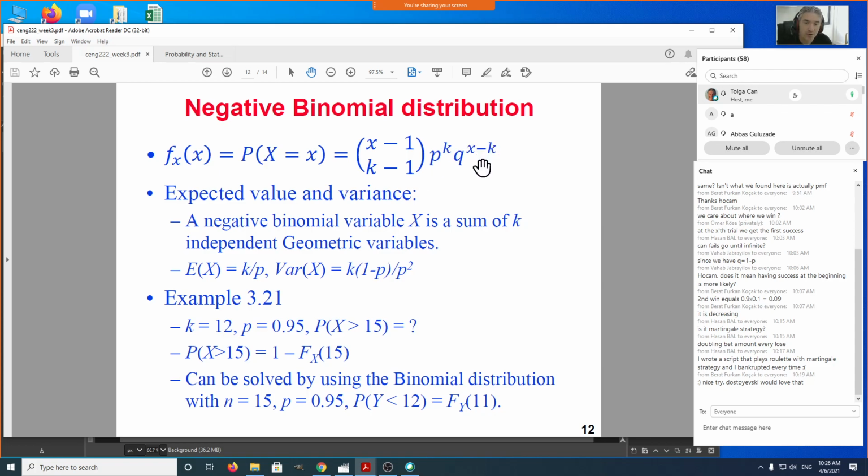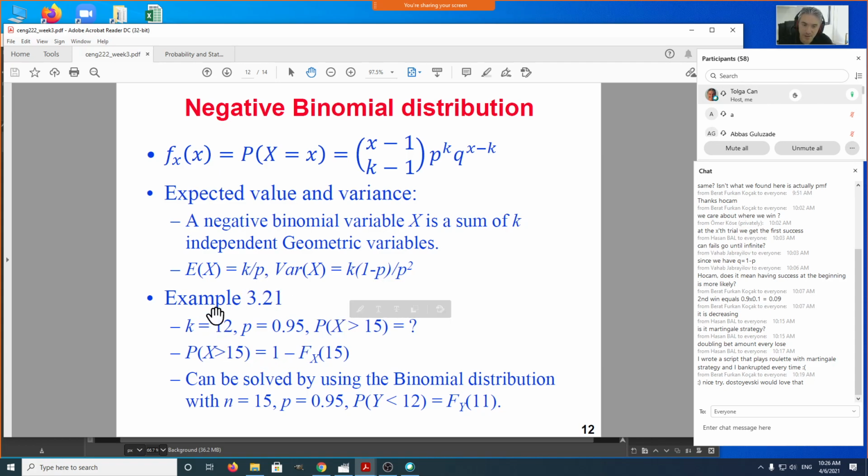So here the probability of obtaining x minus k failures and k successes, this is the total. We have k successes and x minus k failures in x trials. K is the number of successes. And if you look at the expected value and variance, since it's a summation of independent geometric random variables, the expected value and variance are very similar to what we had in geometric, only multiplied by k.